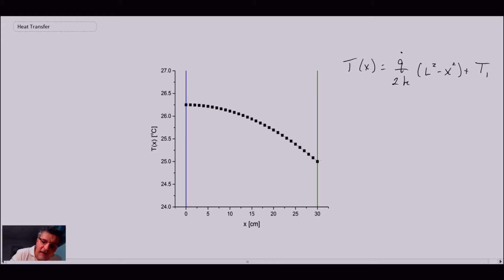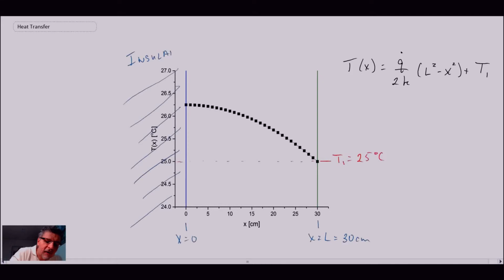Now T1, that was right here, and we can see that it is 25 degrees C, as it should be. If I draw a line over, we can see that matches up there. Another thing we can determine: this was x equals 0, and this was x equals L, which was 30 centimeters. So the left-hand surface here was the insulated wall.